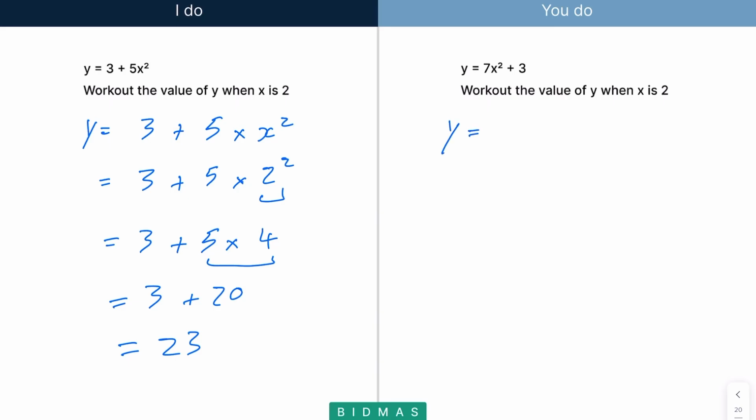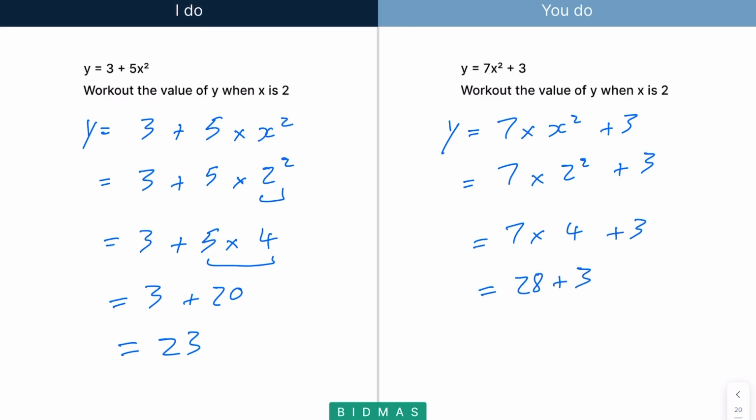So we have y is equal to 7 times x squared plus 3. If I substitute the value in for x, so I do the indices first, so that's 7 times 4 plus 3. Then I do the multiplication, so that's 7, 14, 21, 28. And then that just becomes 31.